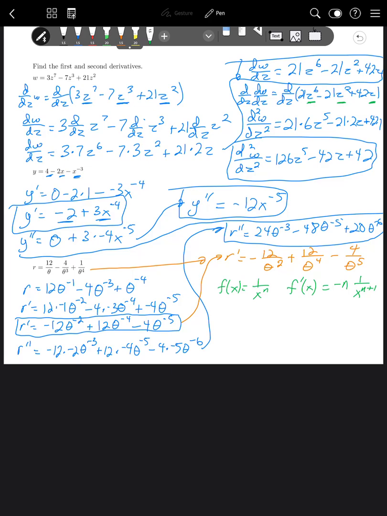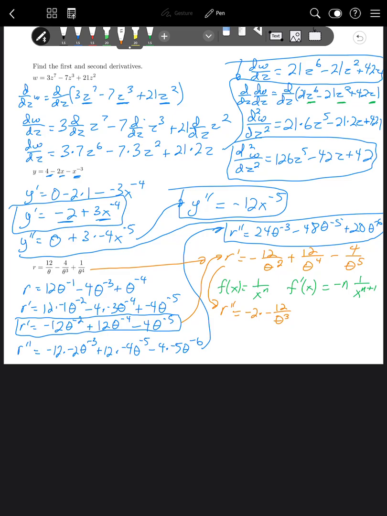So we could use this rule to find the second derivative that we're dealing with here, right? We could take this first derivative that we already found, and we could find its second derivative using this rule. So we multiply by the opposite of n, so that would be negative 2 times negative 12 over, and we add 1 to the exponent, so theta to the third.